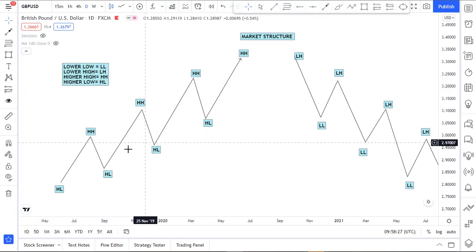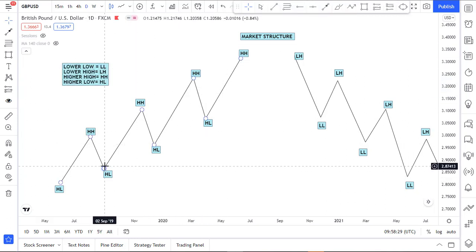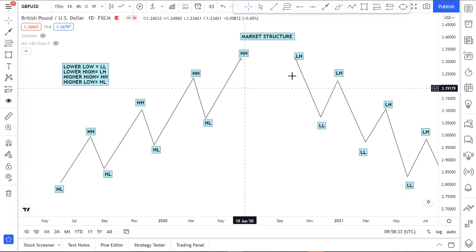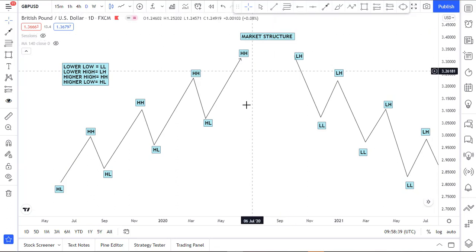Okay, a market structure is formed when, for instance, let me take, where's my, I don't have this. Okay, no problem. Let's discuss an upward trend. Okay, this is an upward trend.